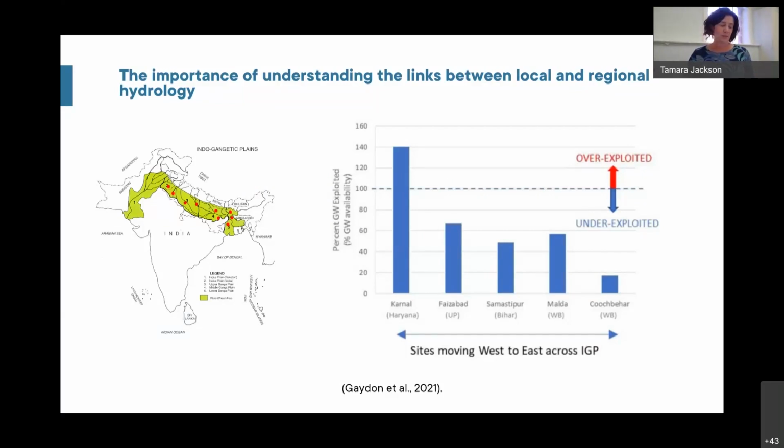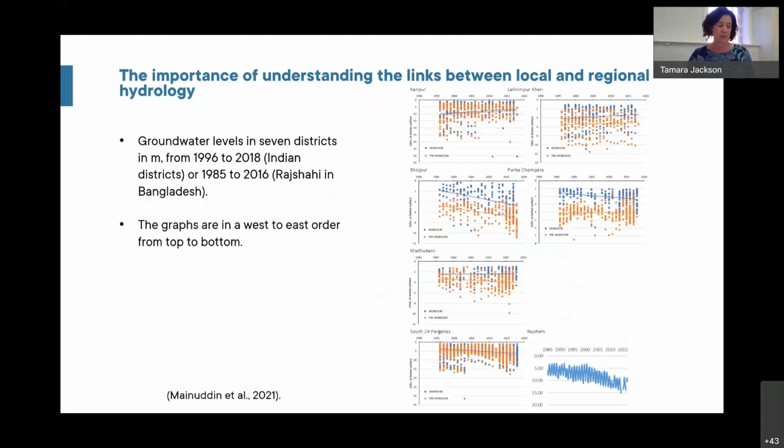But there is also variation in district level groundwater use, even though at a state or regional level, the system is in balance. You don't need to look at these graphs in detail, but just note that this is 7 different districts, both in India and Bangladesh. Graphs are in a west to east order from top to bottom, showing the difference in groundwater levels. So we can see that some locations have seasonal decline in groundwater levels, which is important to monitor because we need to know whether that seasonal decline is compensated by recharge in the wet season.